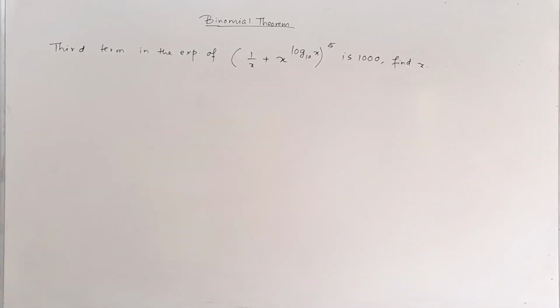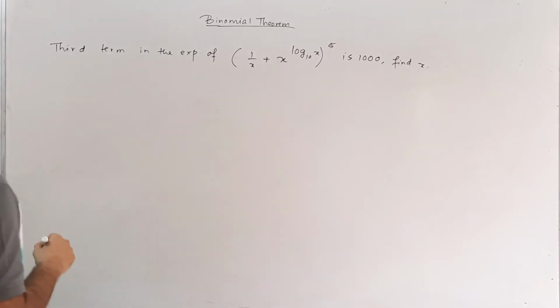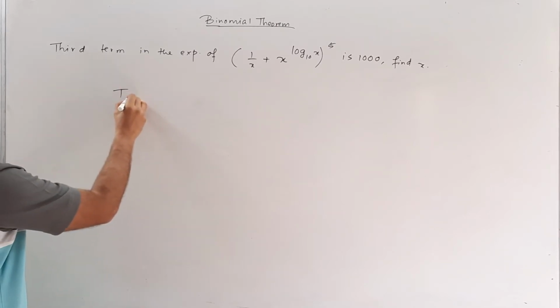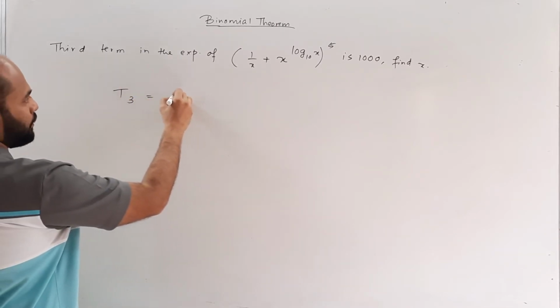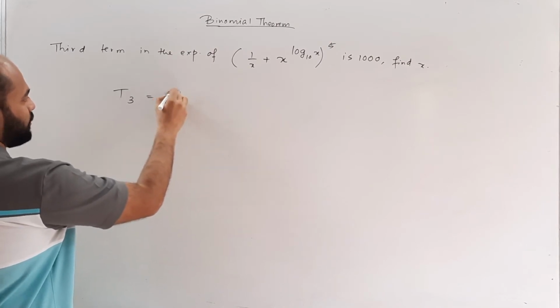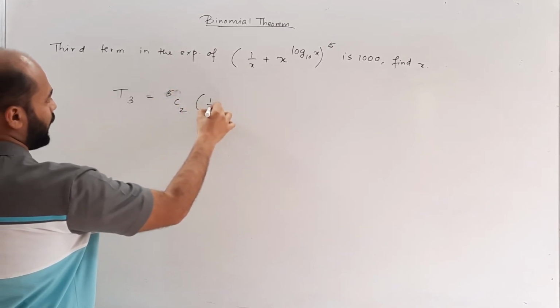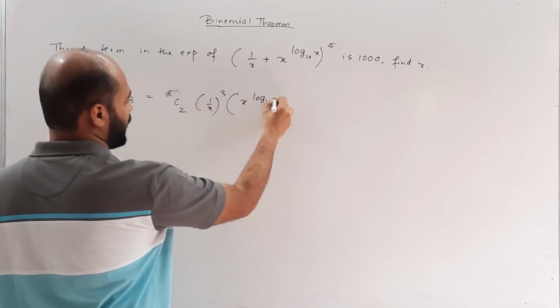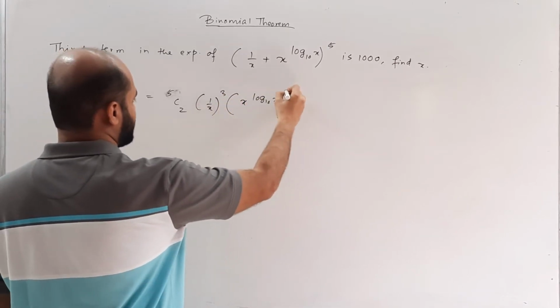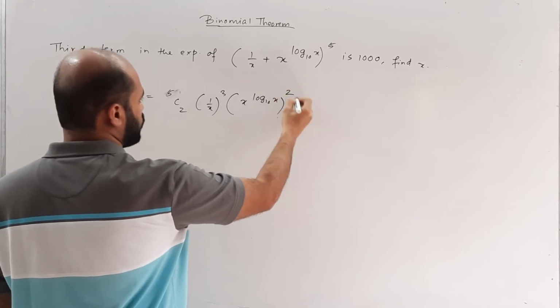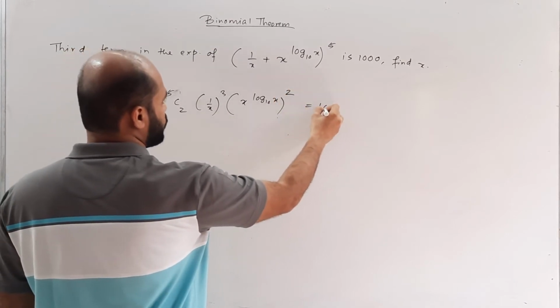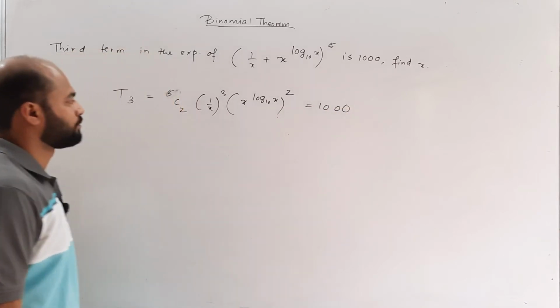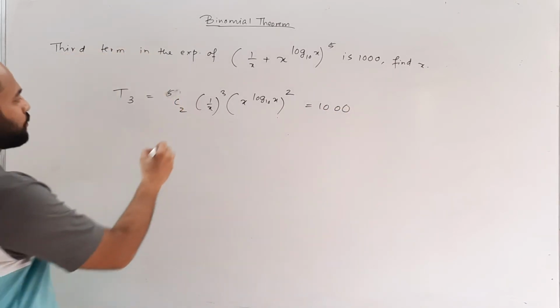So the next problem is related to logarithms. Now here we have the third term. The third term in the expansion is 1000, that's what is told. Let's put it up that way. T3 is going to be 5C2, 1 by x raised to 3, and x raised to log to the base 10 x, all raised to 2. This is given as 1000. Now let's simplify it and see what we get.